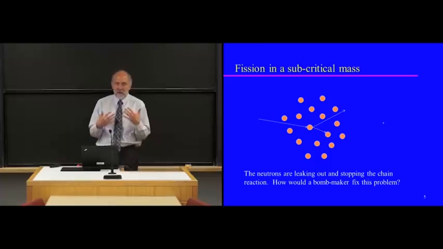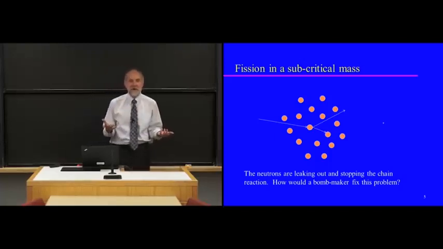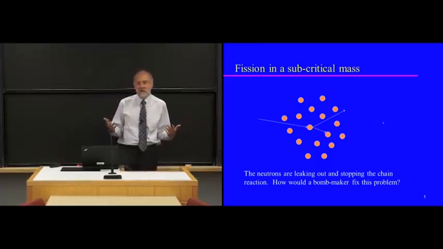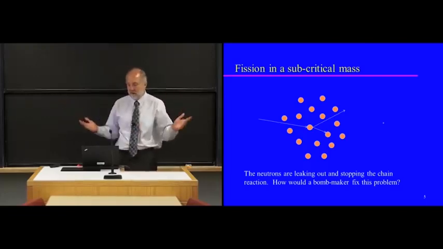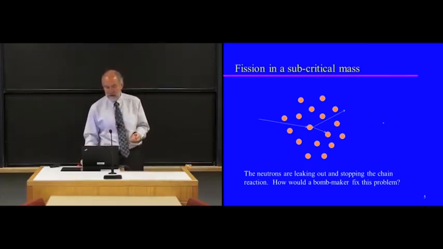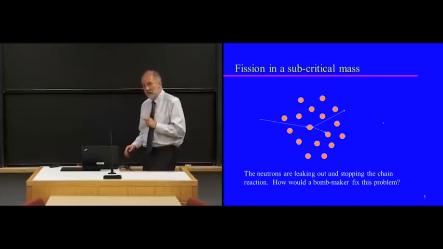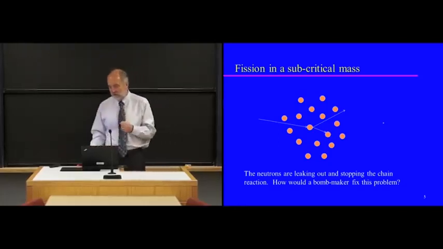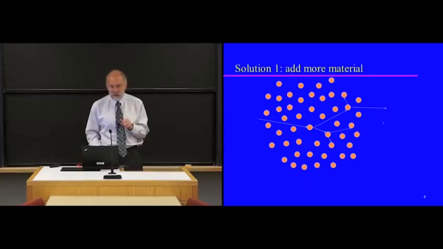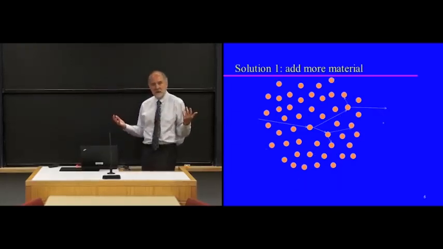So the question is, if I want to make a nuclear bomb, how do I fix that problem? How do I deal with the fact that my neutrons are leaking out of the system and stopping the reaction? Well, there are really several ways that people have thought of to fix that problem, really 3 ways. So solution 1 is to add more material.